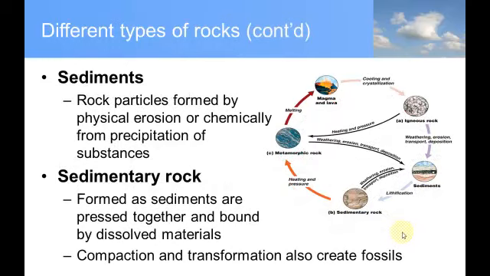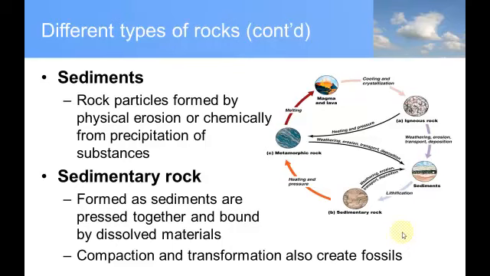The next type of rocks are sedimentary rocks. Sedimentary rocks, as their name implies, are formed by sediments. The sediments are little bits of mineral rock particles that were formed by erosion or some other process that broke the rock into tiny little particles. Those particles can then pile up and be compacted or cemented back together, and when that happens, they're called sedimentary rocks. This compaction process also creates fossils.